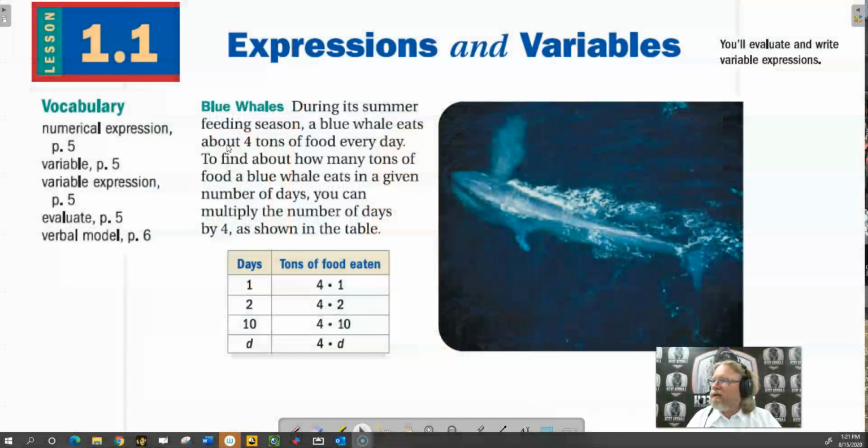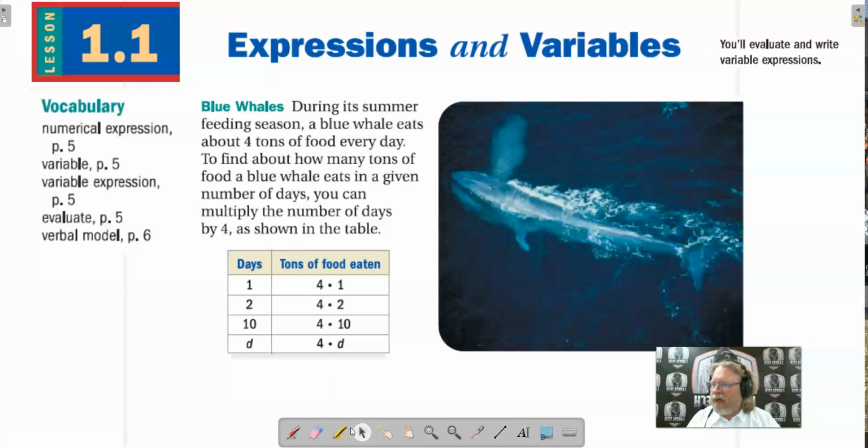Okay, good. So in this lesson, I'm trying to find my highlighter. Here we go. It is lesson 1-1, chapter 1, lesson 1, titled Expressions and Variables. Here our objective is that you'll evaluate and write variable expressions. We have our vocabulary over here on the left. Numerical expression is one of our vocabulary words. Another is variable expression. What does it mean to evaluate? And finally, what is a variable model?